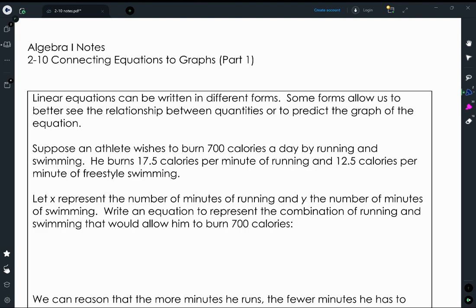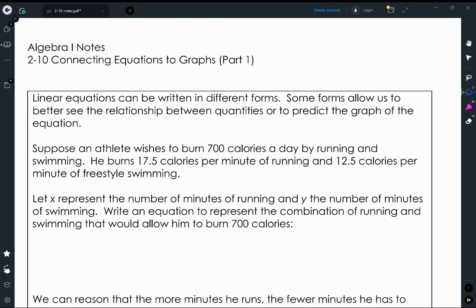So I'm imagining this athlete, this is a lot of work, right? Running and swimming. It seems like the running burns a lot more calories than the swimming does. Maybe not that many more, 5 more per minute. 700 calories a day seems like a lot. I think about how my total calorie intake for a day is probably about 2,000. So 700 just by running and swimming seems like a lot to me.